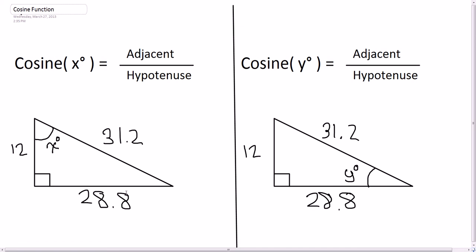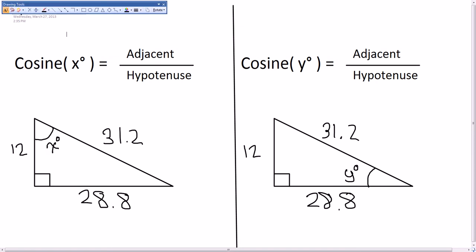Here I've got a right angle triangle with sides 12, 28.8, and 31.2. Notice that again, all of our sides have to follow Pythagoras' theorem. So 12 squared plus 28.8 squared is exactly equal to 31.2 squared, and this is always going to be the case. We want to find out what is the cosine of angle x in this case, and what is the cosine of angle y.